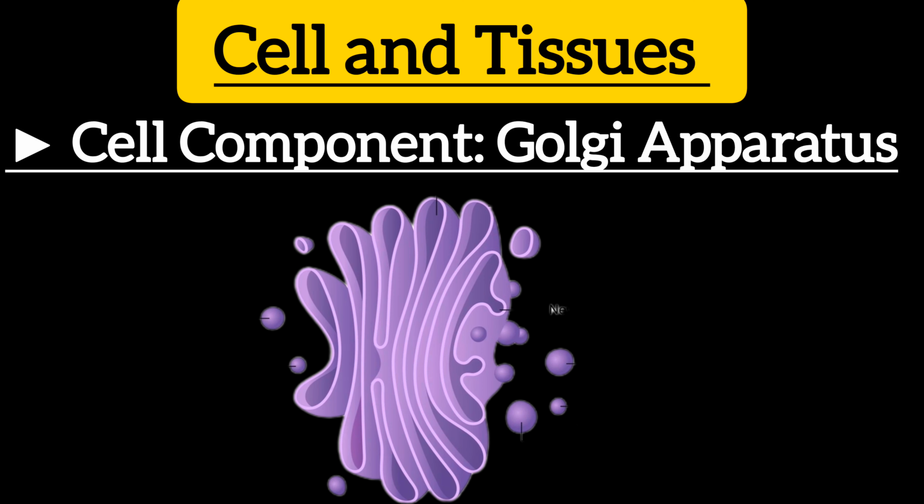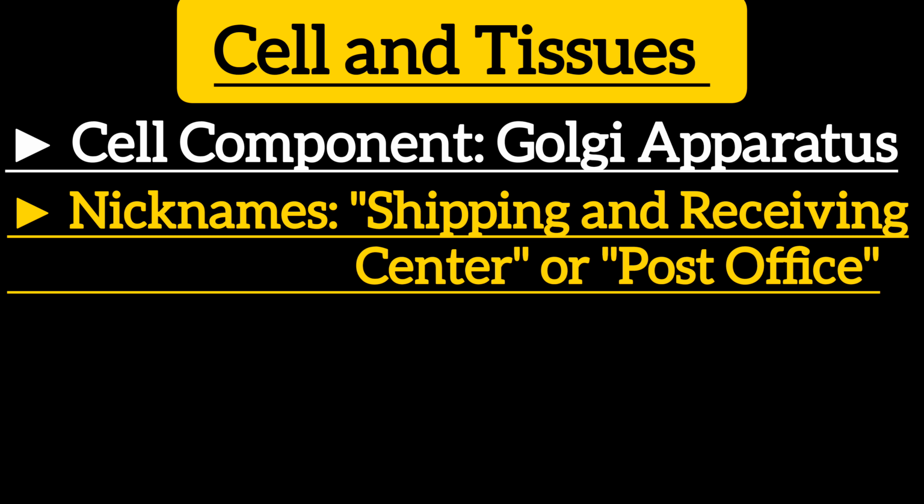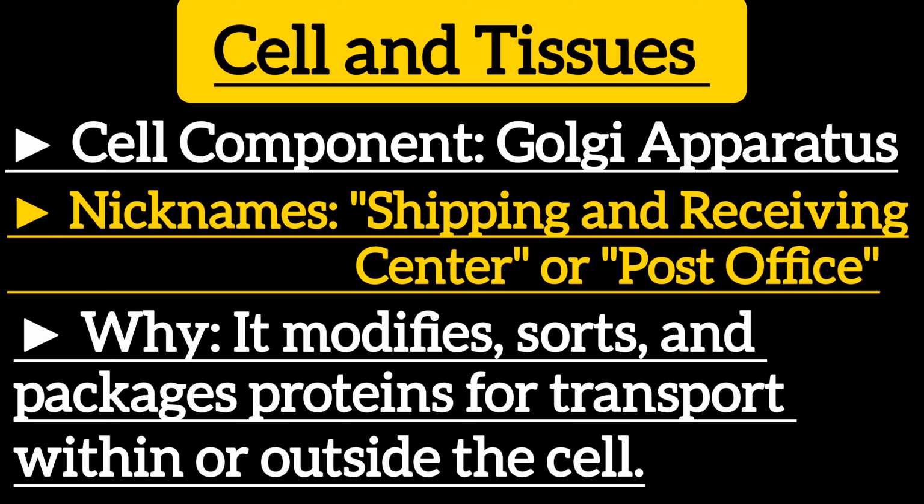The next cell component is Golgi apparatus. The nicknames of Golgi apparatus are shipping and receiving center or post office because it modifies, sorts and packages proteins for transport within or outside the cell.